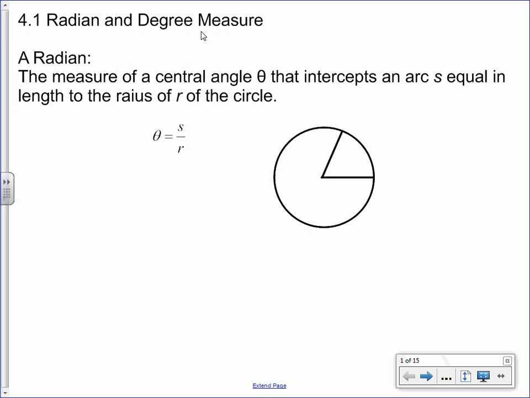Is that supposed to be radius? Yep, supposed to be radius. Thank you.